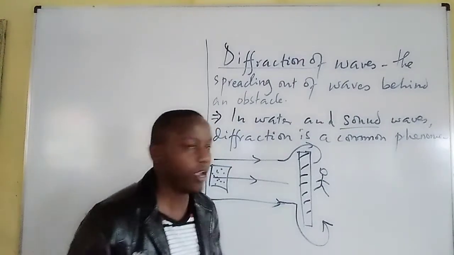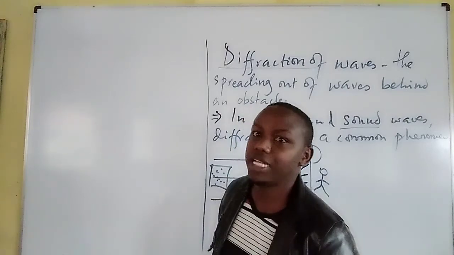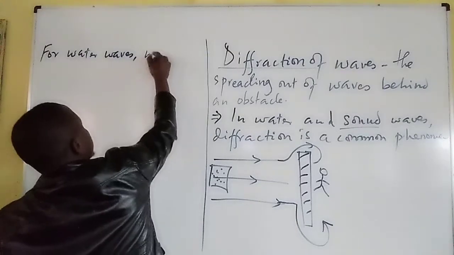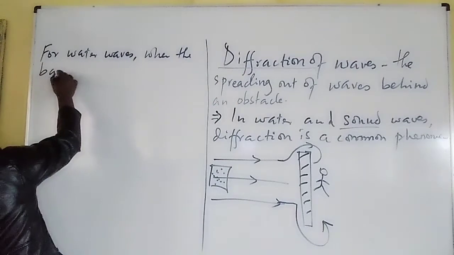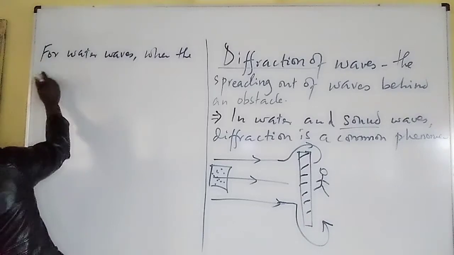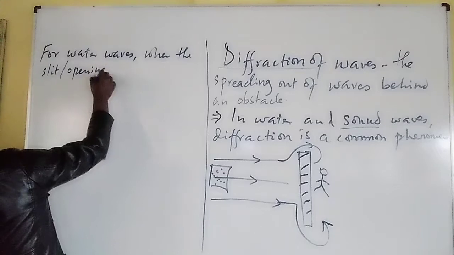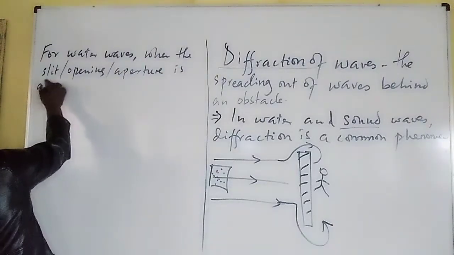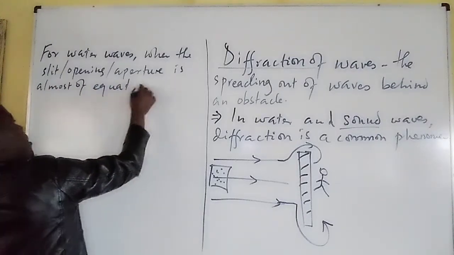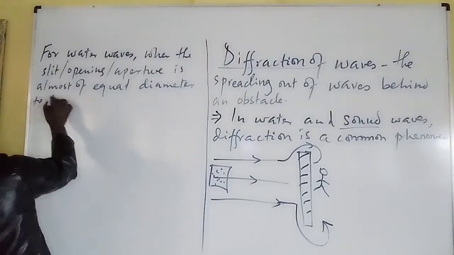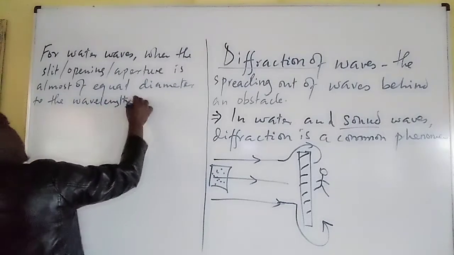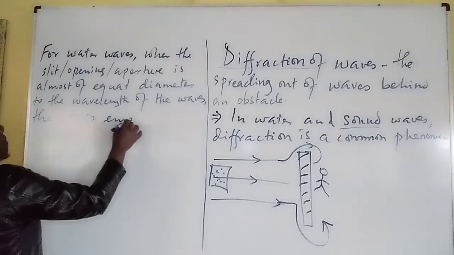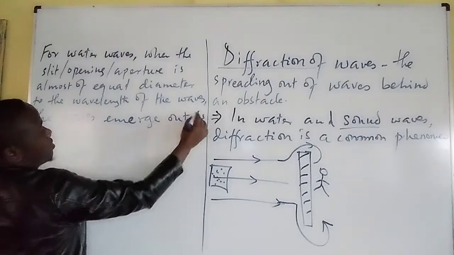For the case of water waves, this is where we are going to study a very sensitive note. For water waves, when the barrier has an aperture, or opening, which we also call the slit, of almost equal diameter to the wavelength of the waves, the waves emerge out as circular waves.